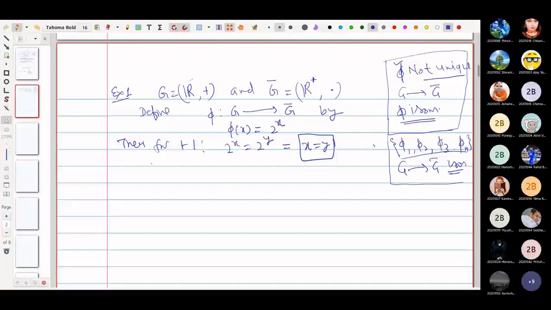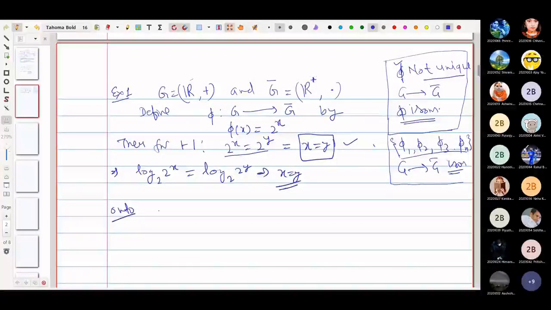Otherwise, you can write like this. This would imply that log base 2 of 2 to the power x equals log base 2 of 2 to the power y, and this would imply that x equals y. This way also, but since this is an infinite cyclic group, you can write very much like this.